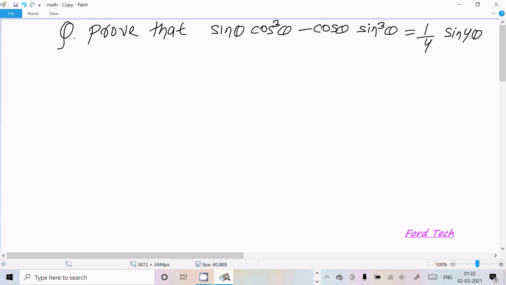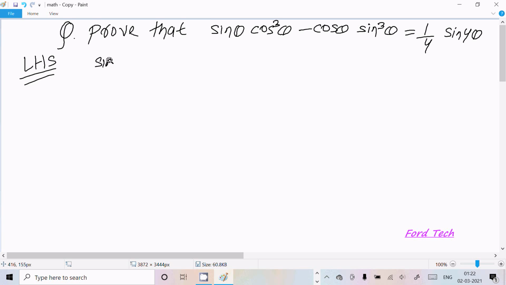Hello friend, in this video lecture I am going to prove that sin theta cos cube theta minus cos theta sin cube theta equals 1 by 4 sin 4 theta. So let's take the LHS, left hand side.